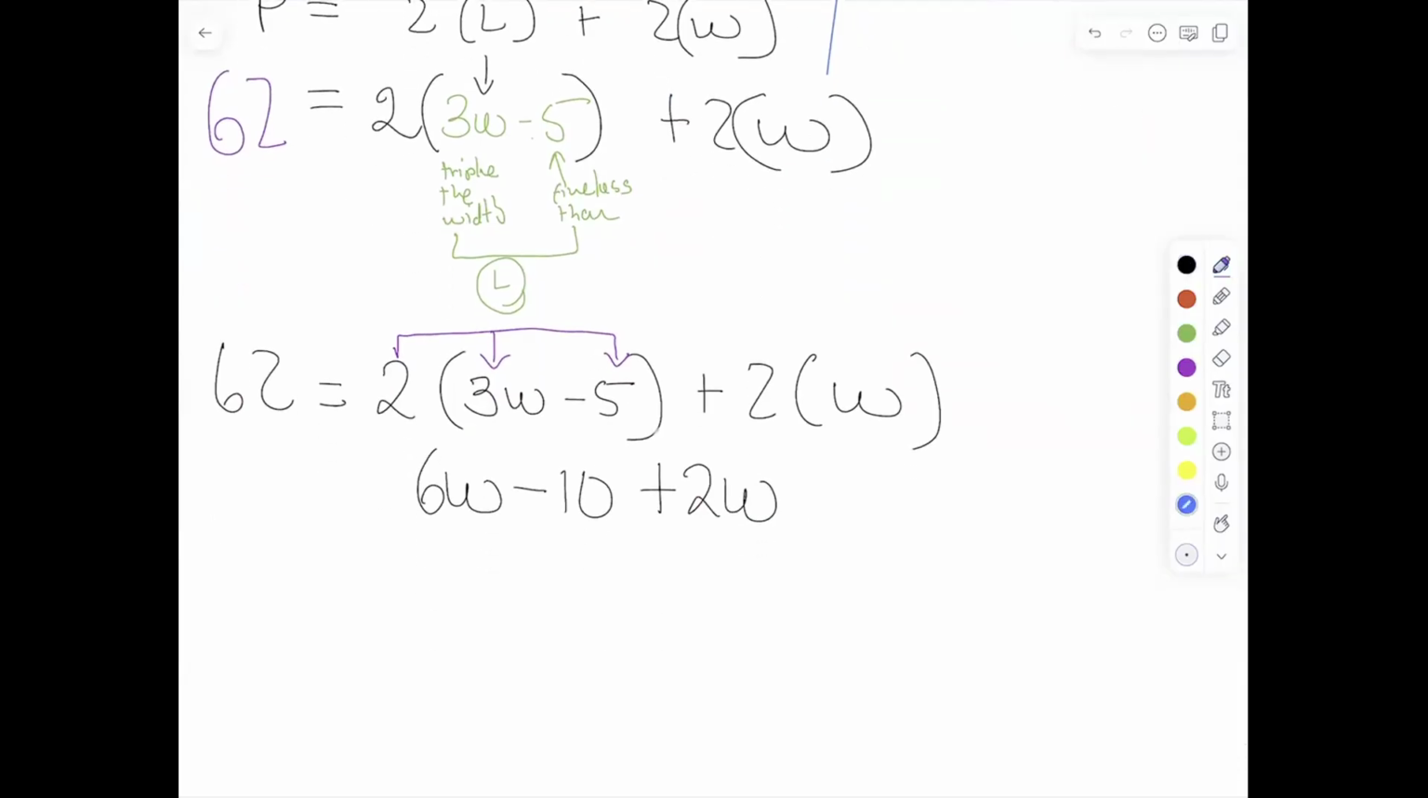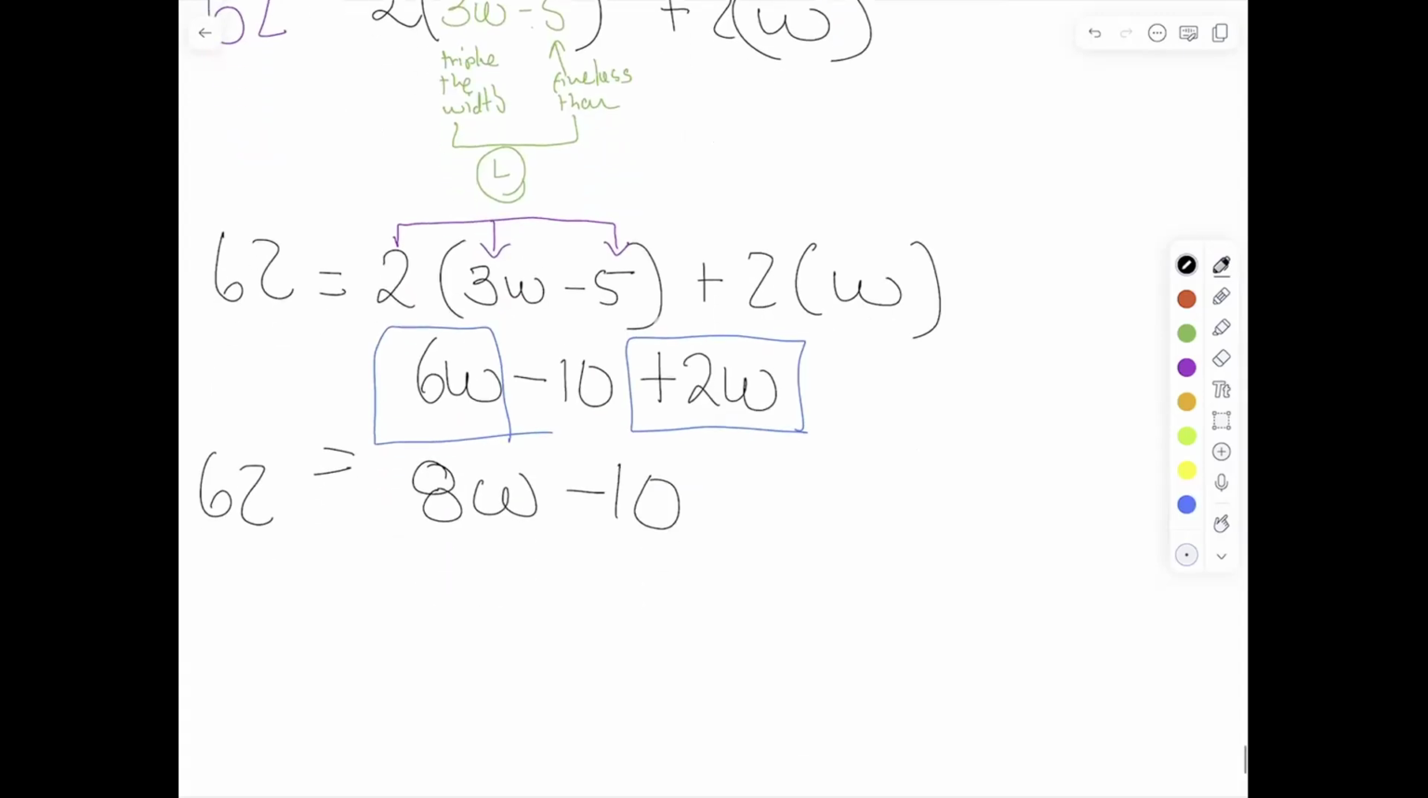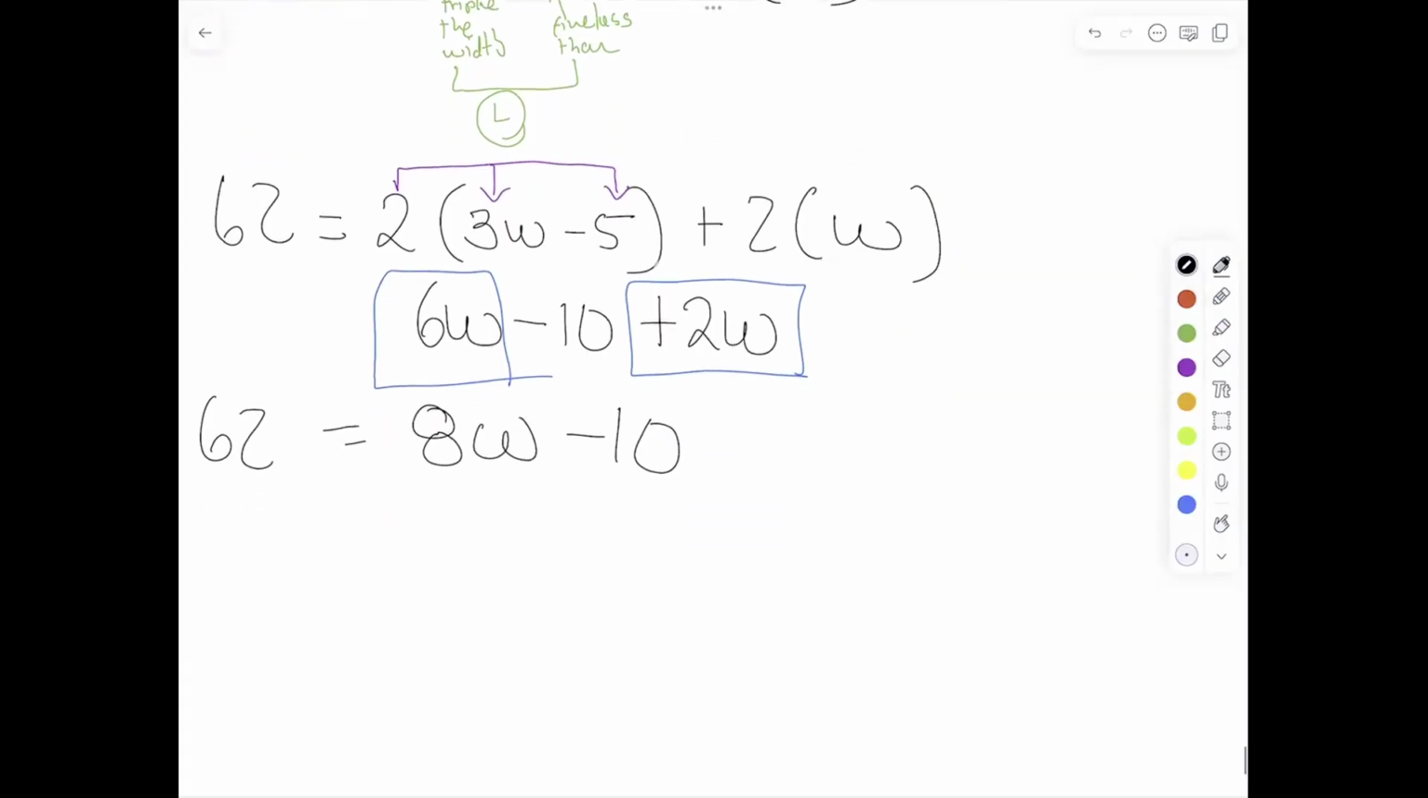6W and the 2W. What happens? Do they talk the same language? Yes, so you can combine them. You better believe it. So this is going to be 8W minus 10 is equal to what? Is equal to 62.